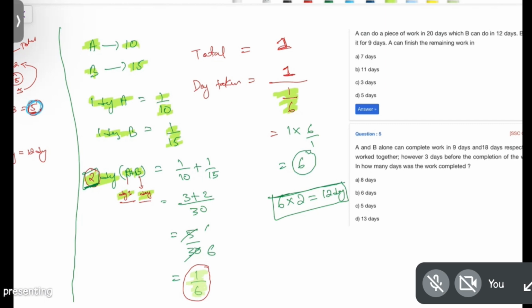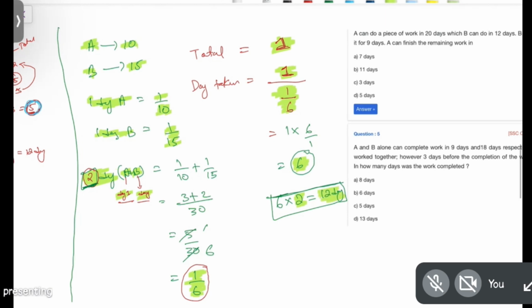So there's a total of 1 work to be done, and if this 1 work is divided by 2 days work of A and B together, then we are getting 6 days. So this 6 is nothing but 2 days work each, right? That's the reason why I'm multiplying it with 2, and our answer here is 12. Are we clear with this? Any doubts here? We're just left with one more type and I'll wrap up.